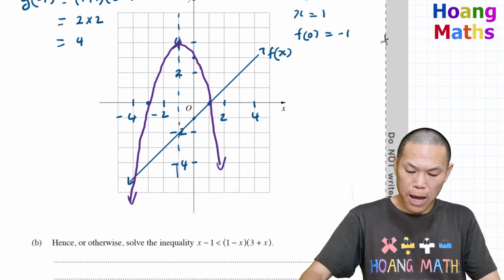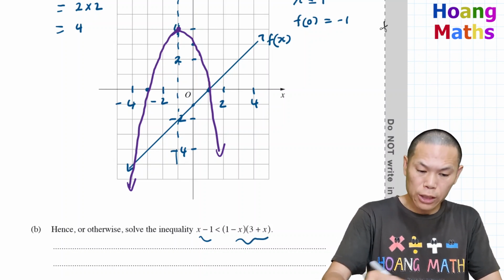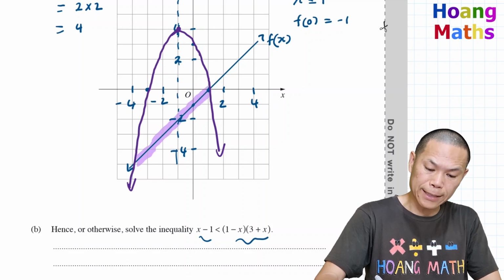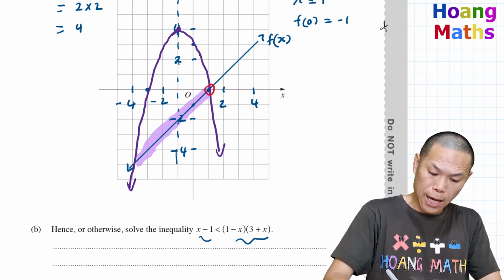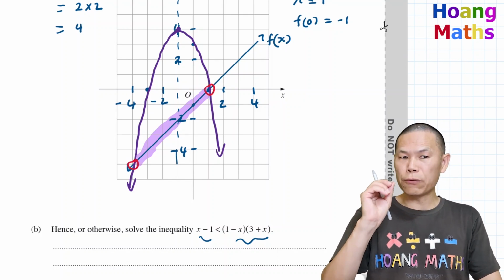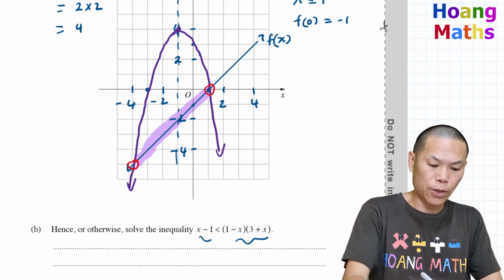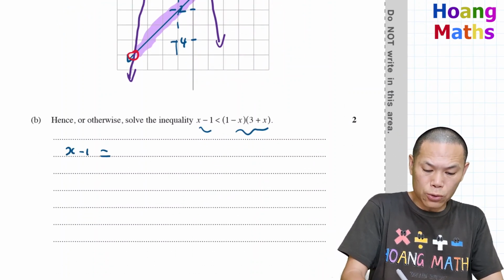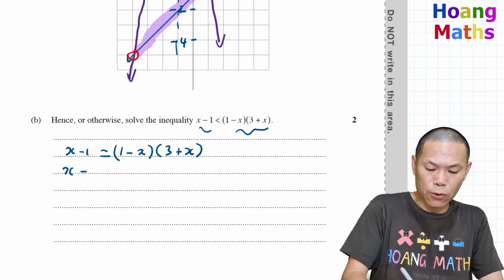So now, next part, we need to solve this. Now to solve this, this means that this line here must be below the parabola. So that's the answer here. Okay, we need to work it out. And we know that the point of intersection is here and here. So to work it out, we need to find the points of intersection first. We just put the two equations equal. So that means x minus 1 is equal to 1 minus x times 3 plus x. Okay, and we just solve it so we can find the x coordinates of the points of intersection.